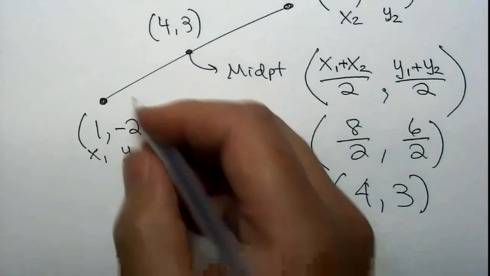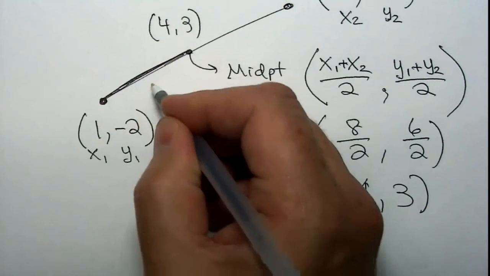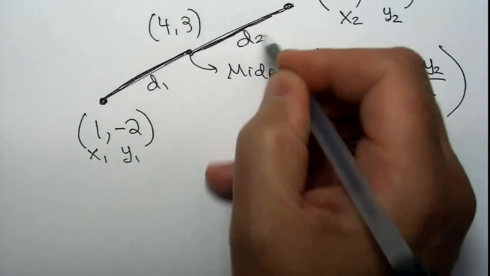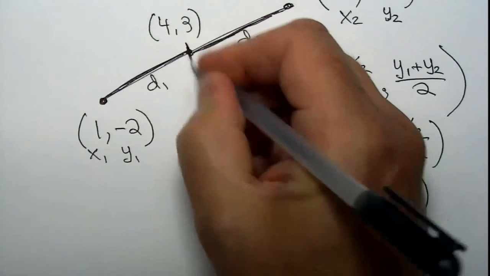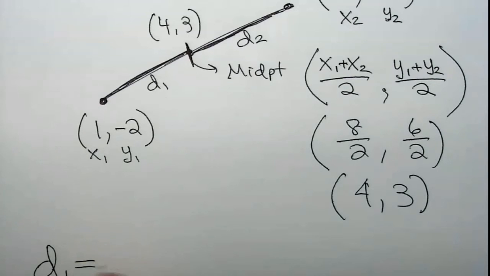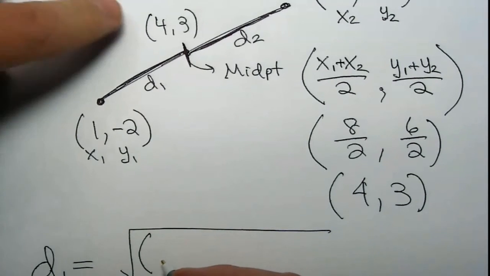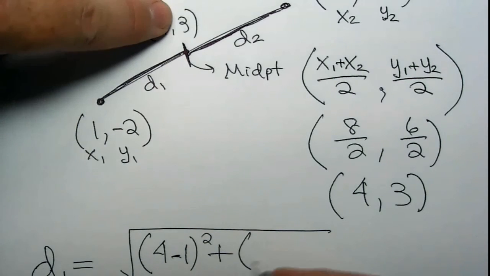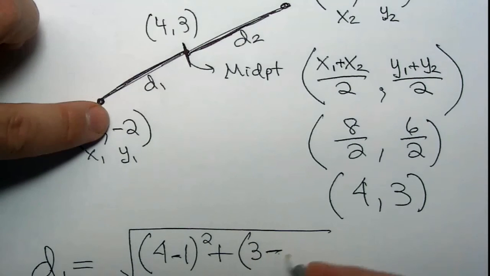Now, if it's truly the midpoint, would you not agree that distance 1 and distance 2 should be identical right here at the midpoint? So let's try that. I'm going to measure the distance between the first point and the midpoint. I'll measure the distance between the midpoint and the last point. And let's just see if they're equal. So what's distance 1 going to be? Square root of the difference of the x values between those 2 squared, and the difference of the y values. Now be careful, minus a minus 2.